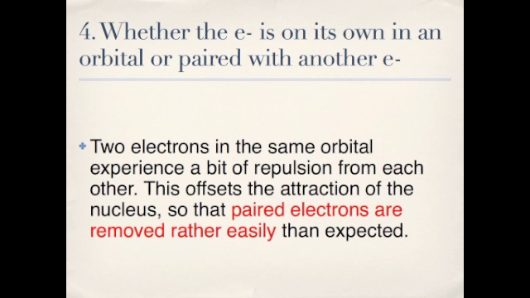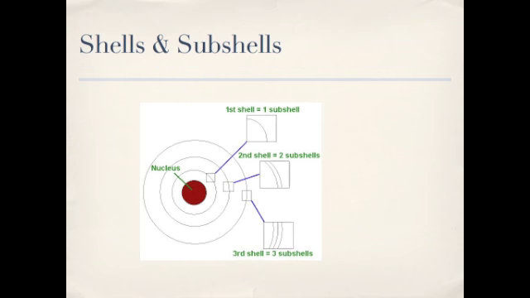Now the last factor that will determine your ionization energy is whether you are an electron that is solely found on its own in your own orbital, or if you are spinning in an orbital with another electron and you're found as a pair. Now typically if you're paired with another electron in the same orbital, you will repel each other, and it's perhaps easier to remove that electron than it is to remove an electron that is found spinning by itself in its own orbital. Now this is a good time to introduce the concept of subshells.